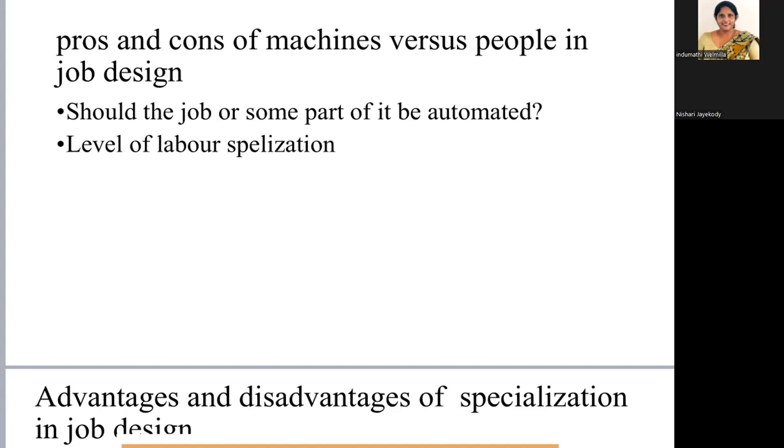Consider the assembly worker who inserts 4 bolts into each product as it passes by on the assembly line. The worker is repetitive, but the worker quickly becomes very proficient in that task. So therefore, we know this level of labor specialization is something we have to highly consider, and also it's effective when we design the job.